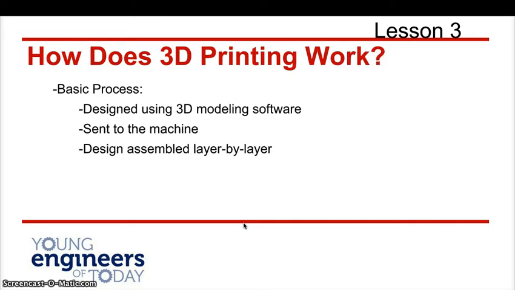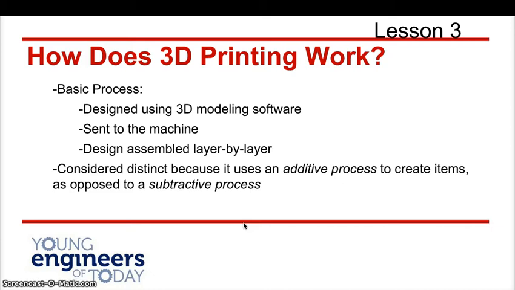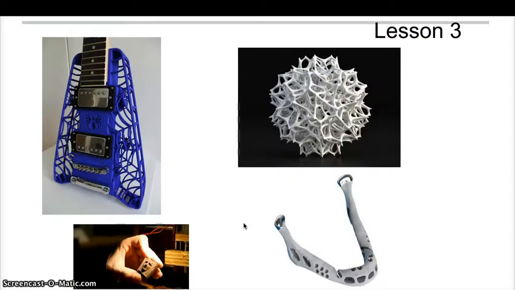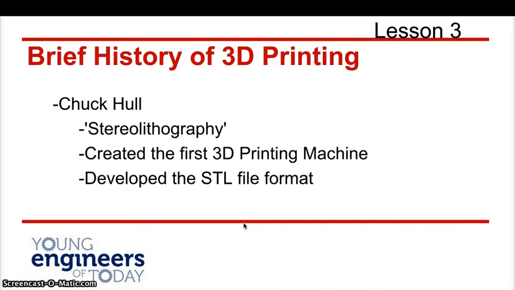How does 3D printing work? In basic format, designed using 3D modeling software, which you've learned in SketchUp, and you'll learn more. Sent to a machine, designed and assembled layer by layer, pretty much on an XYZ type axis, like you would learn in math. And what makes them different is basically the way they print and what material they use.